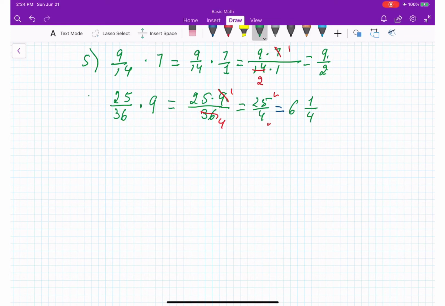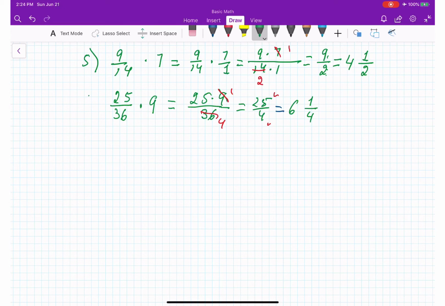In this case, 9 over 2 is also an improper fraction. So if we want to convert to a mixed fraction, we divide 9 by 2. It's going to be 4 times, right? 4 times 2 is 8. So the remainder is 1. So 4 and 1/2.